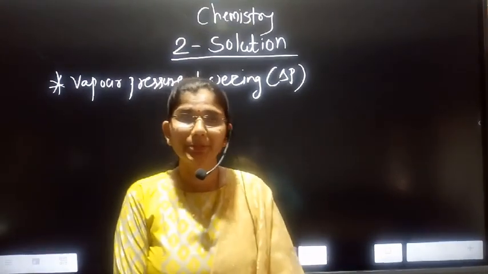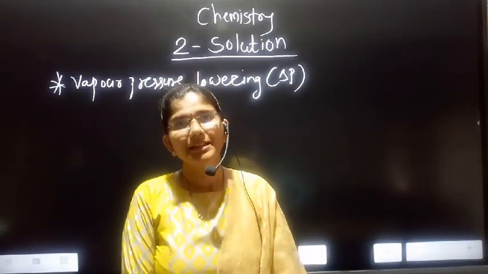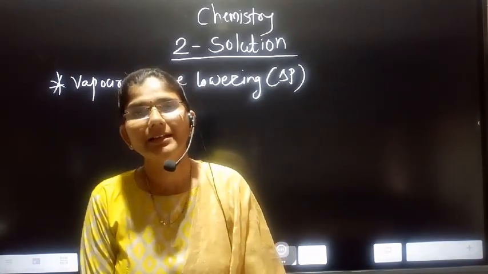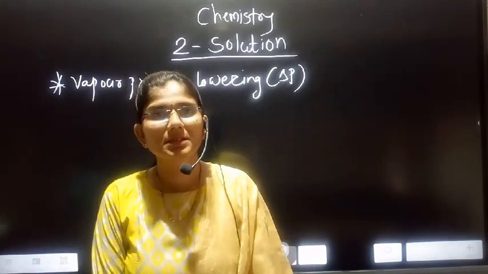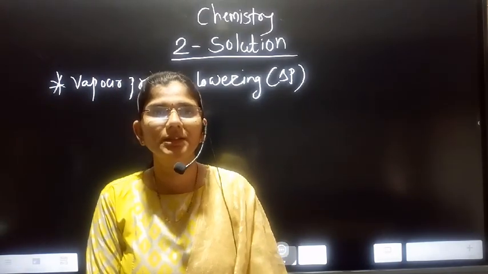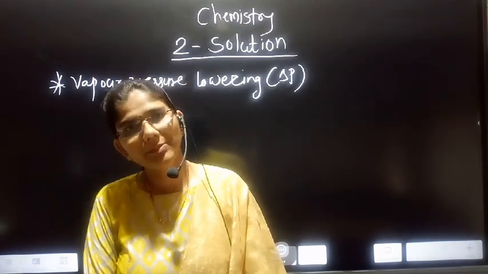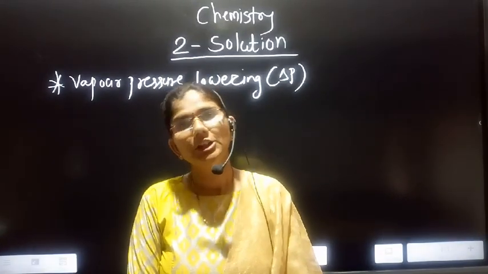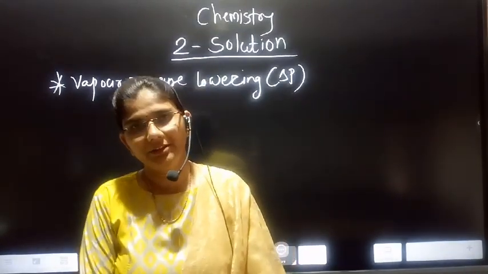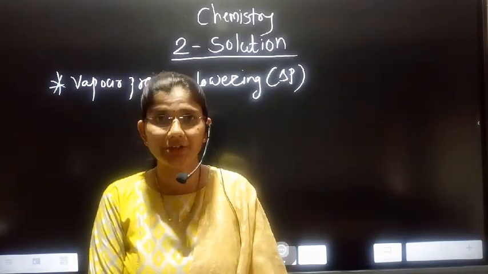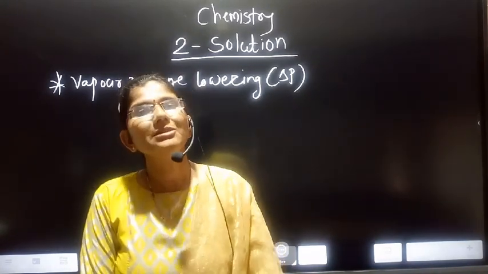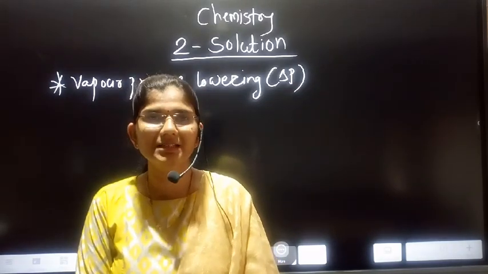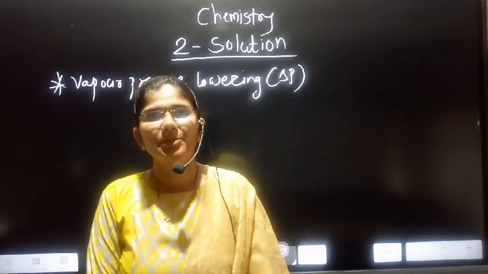The vapor pressure of a solution is defined as the pressure exerted by the vapors on the surface of the liquid when the vapors are in equilibrium with its solid or liquid. So this is the definition of vapor pressure. What is meant by lowering of vapor pressure? We have discussed lowering of vapor pressure in our last lecture.